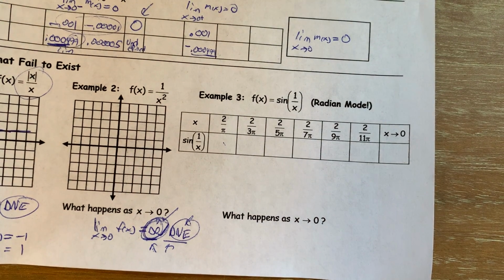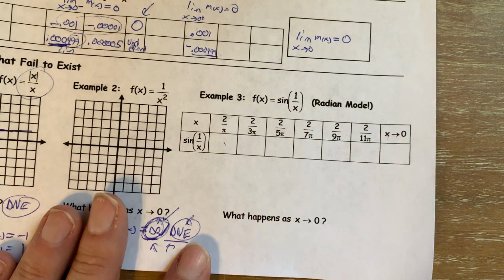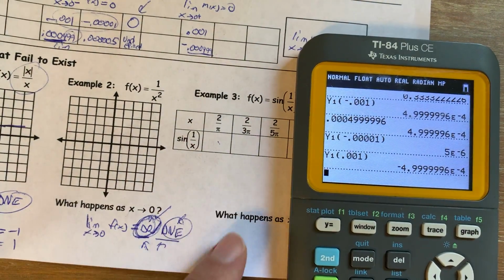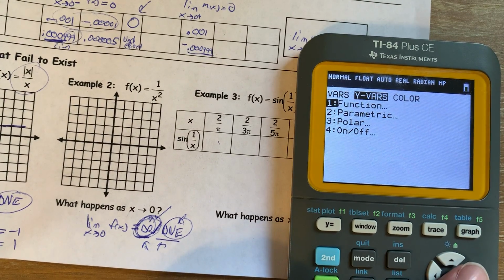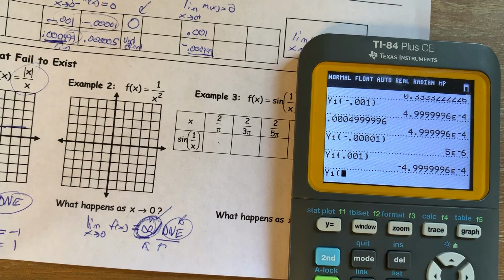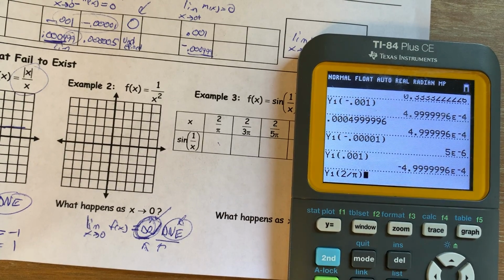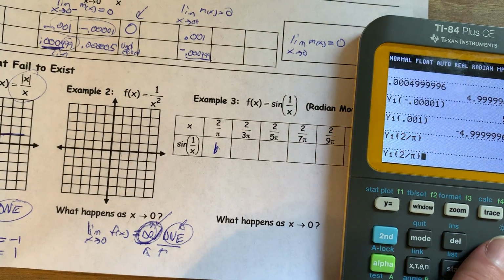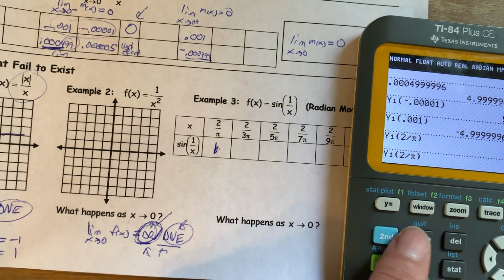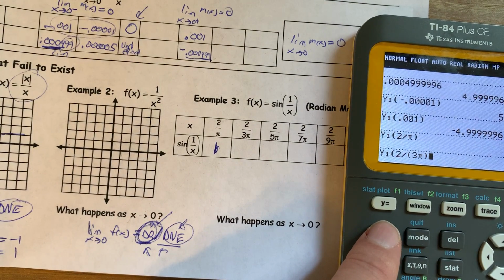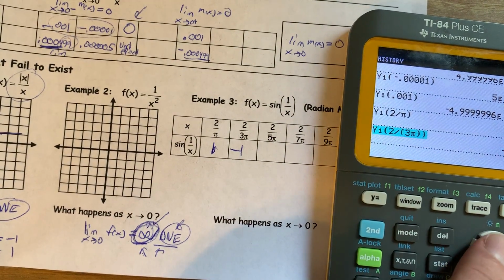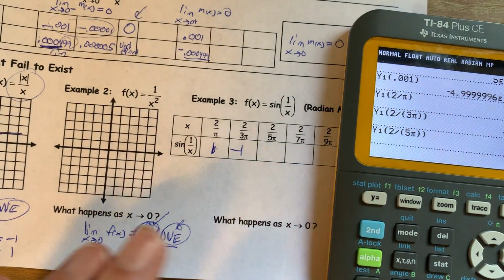So let's just use some values. I already put y equals sine of 1 over x. We're going to put variables, function, y1 of 2 over pi. And that y value is 1. When we do a number that's even closer to 0, 2 over 3 pi, that value is negative 1. When we do 2 over 5 pi, that value is positive 1.